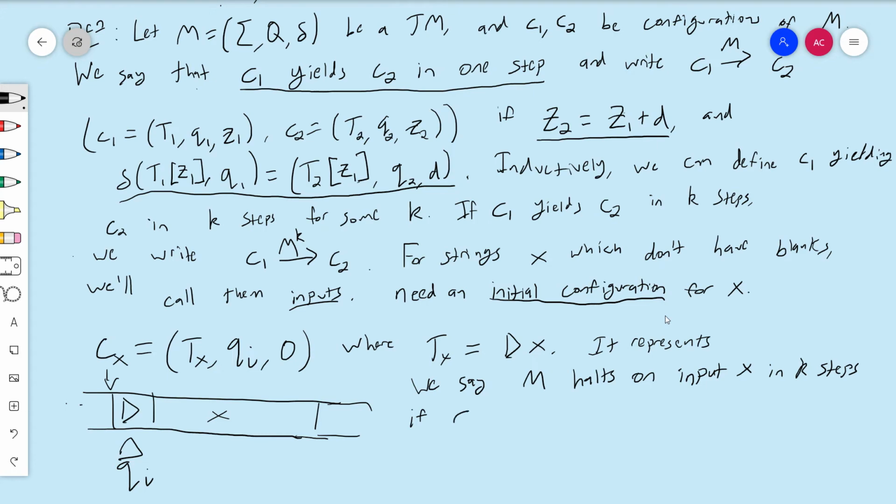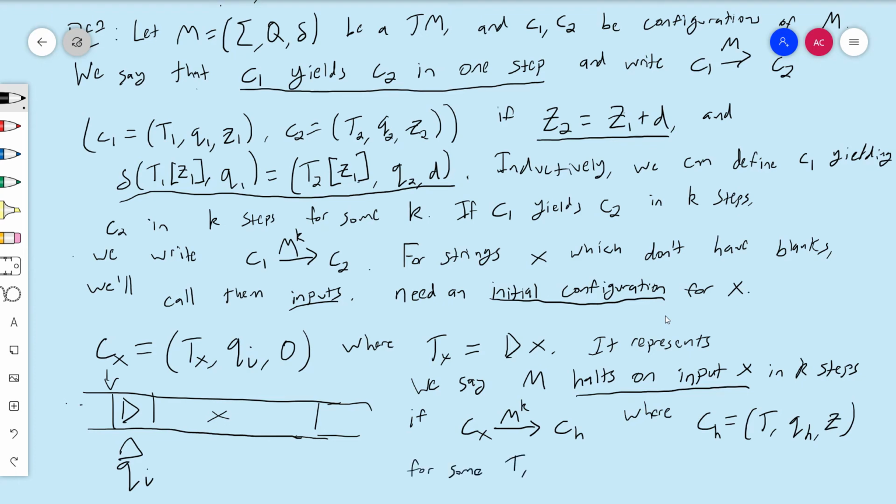If C sub X yields, in K steps, some new configuration, I'll call it CH, where CH equals T, Q, Z, for some T and Z we don't really care about, but more importantly, Q has to be the halting state. We don't care what T and Z are.